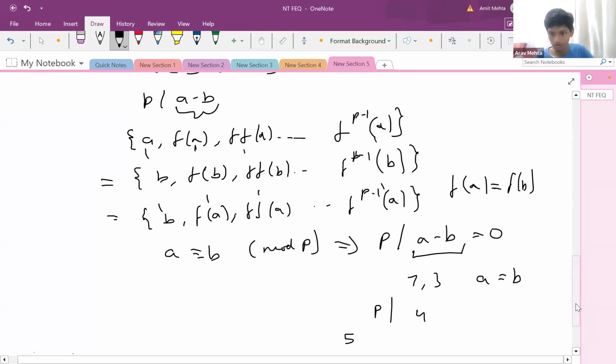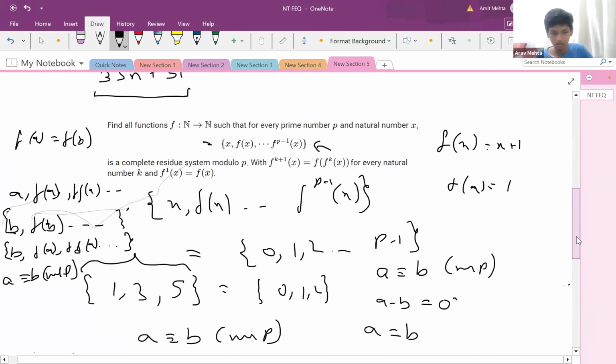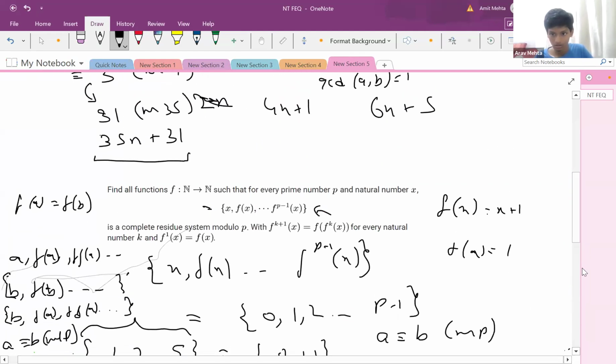So yeah, we've proven injectivity now. Try to make two of these elements, say x and f of x, have the same remainder modulo some p. Because that's not possible, right? All of them have to be different remainders. So try to force that to happen, or assume for contradiction that it does happen.